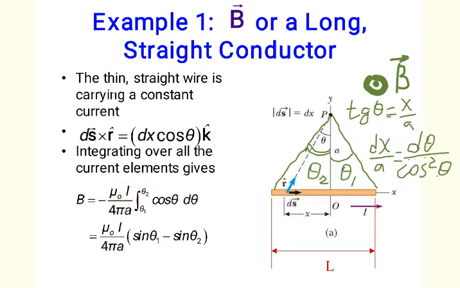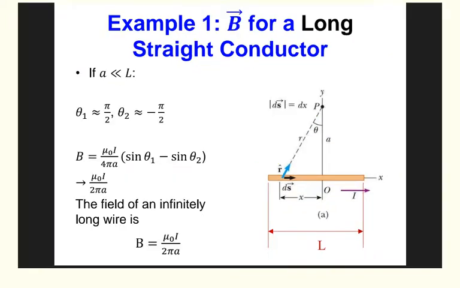I can be taken out of the integral. The full expression for this integral can be evaluated as mu naught times I divided by 4 pi a times sine theta 1 minus sine theta 2. If theta 1 is larger than theta 2, B points out of the screen, as shown in the figure. Otherwise, if theta 2 is larger than theta 1, this expression is negative. B points into the screen. So here we obtained the magnetic field of a wire of an arbitrary length L.